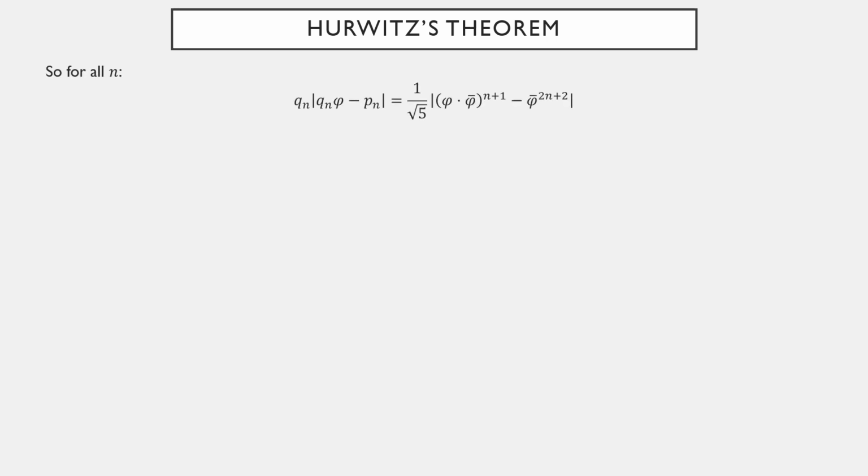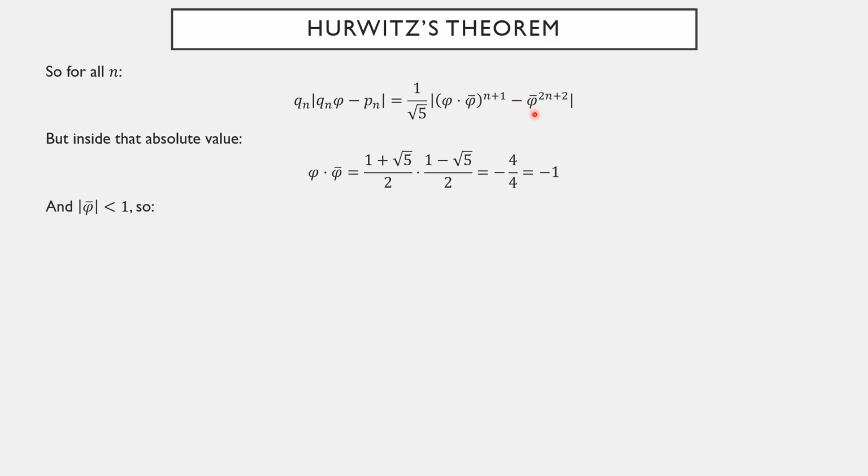So for every n, Qn times the distance from Qn phi to the integer Pn is given by this expression that we've derived. But inside the absolute value, phi times phi bar, 1 plus root 5 over 2 times 1 minus root 5 over 2, is exactly minus 1. So inside this parenthesis, we just have a minus 1. Also, the absolute value of phi bar, 1 minus root 5 over 2, is less than 1. And so we're taking higher and higher powers of it. So when I take Qn times the distance of Qn phi to Pn, this just becomes a minus 1, and this is something less than 1 in absolute value.